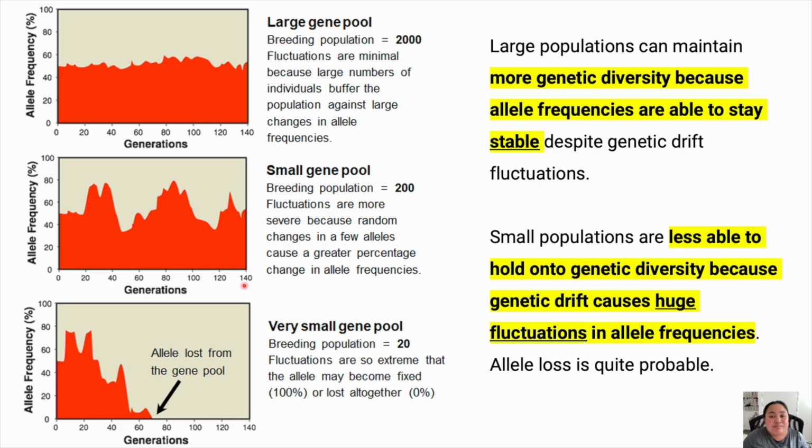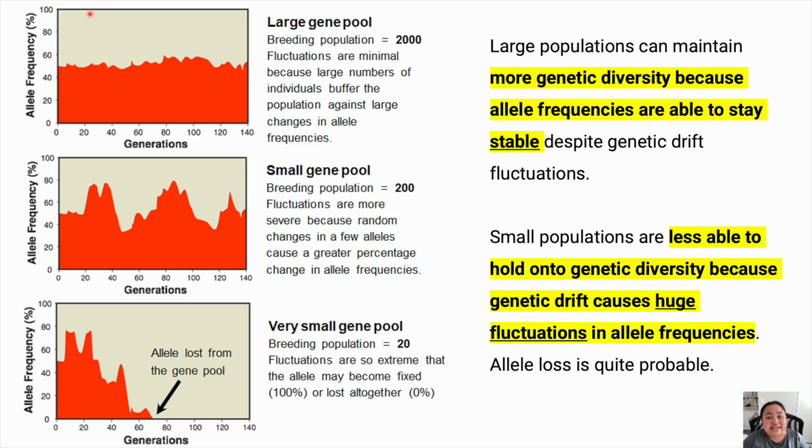However, when populations are very small, changes in allele frequencies fluctuate so much that they drift into an increasing or a decreasing trend. In this example, we can see that a very small breeding population of just 20 individuals leads to extreme fluctuations that drift into this decreasing trend in allele frequency. It ultimately leads to an allele loss.